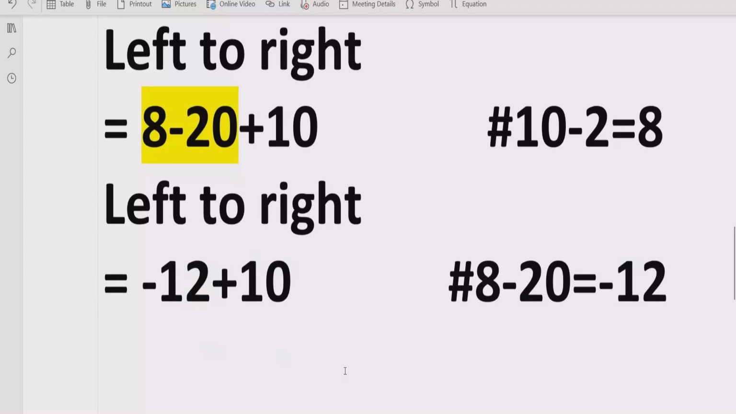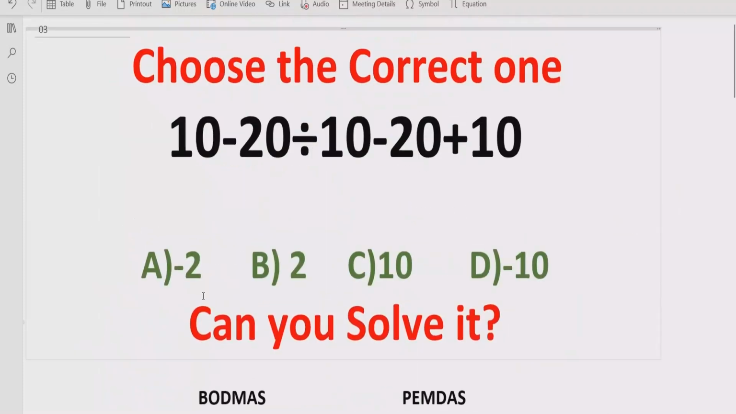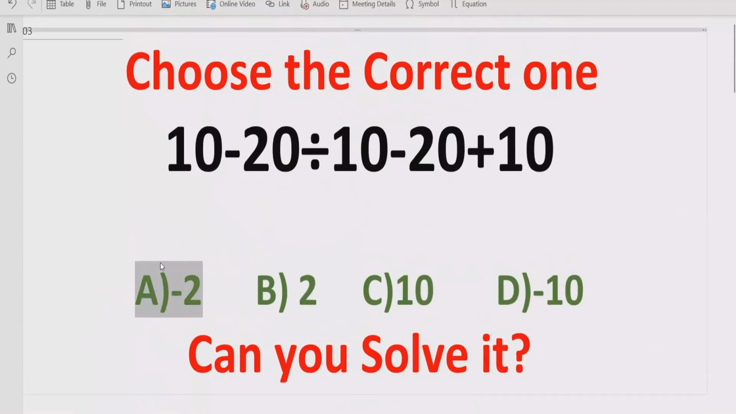Now we have two terms which have opposite signs, so we have to subtract and get the answer, which is minus 2. So why minus 2? Because we have the minus sign with the larger number. That's why we will write minus 2. So the answer of the given expression is minus 2. If you see, the answer A is the correct answer of this expression.